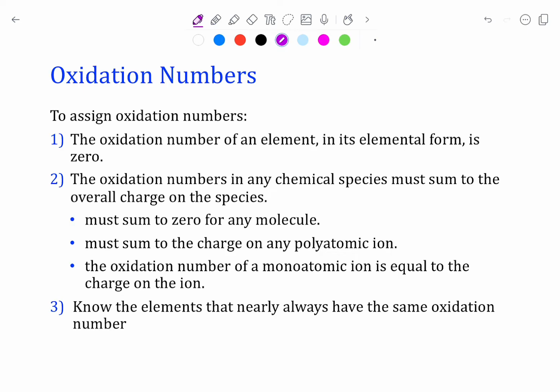The first one is the one that we've been saying all along. The oxidation number of an element in its elemental form is 0. The charge of an element in its elemental form is 0, so that corresponds to its oxidation number.